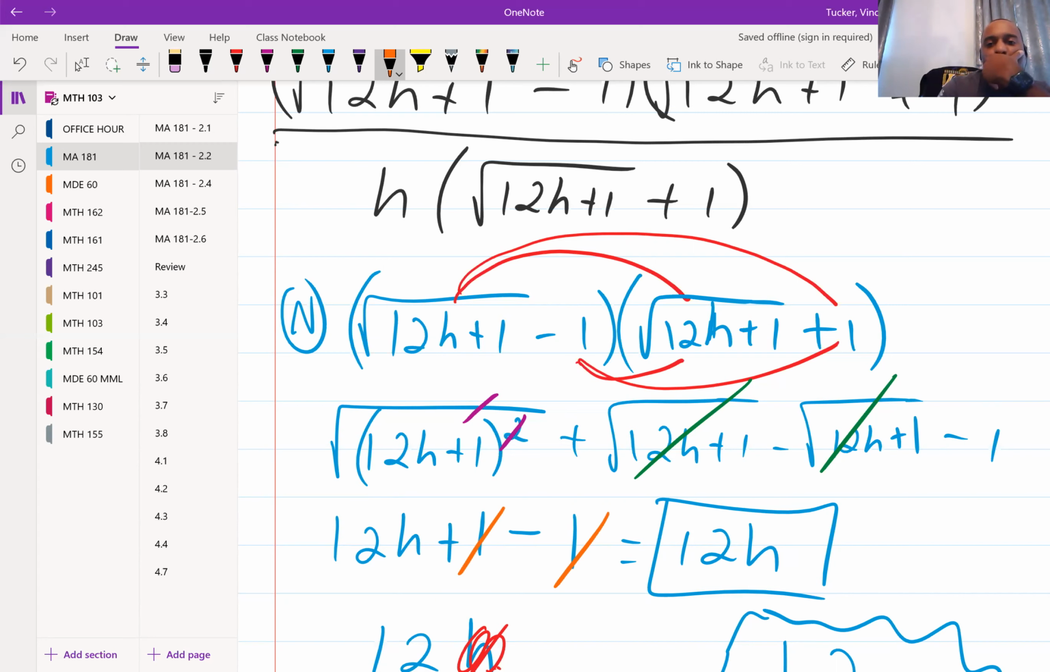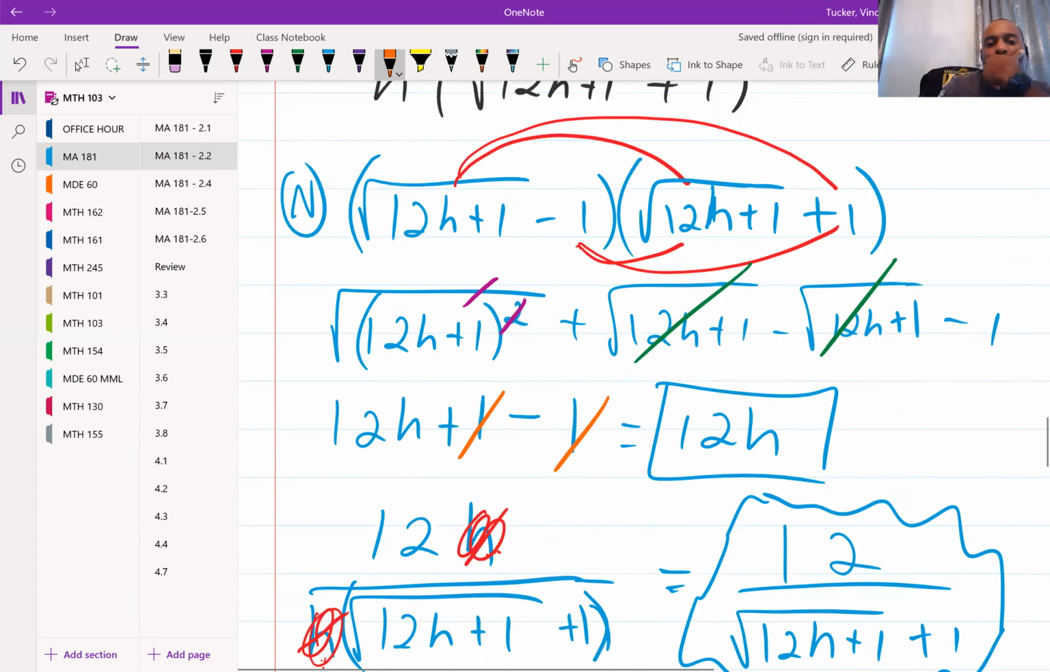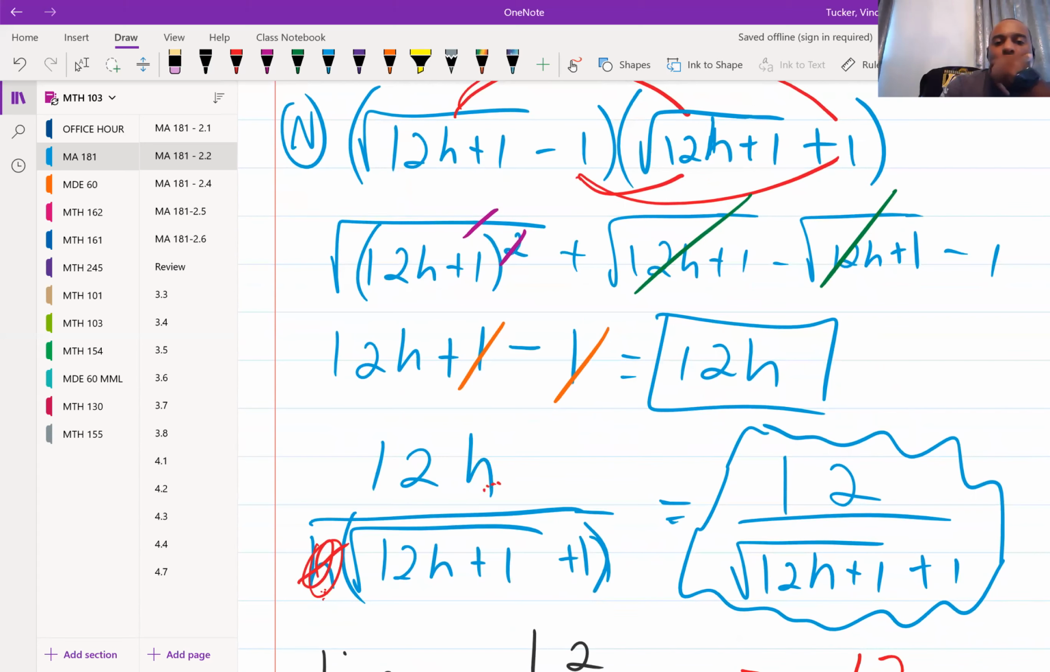Any problems? All right. So 12h is our numerator. h times the square root of 12h plus 1 is that denominator. So h can cancel, and then 12 over the square root of 12h plus 1 is my new expression.